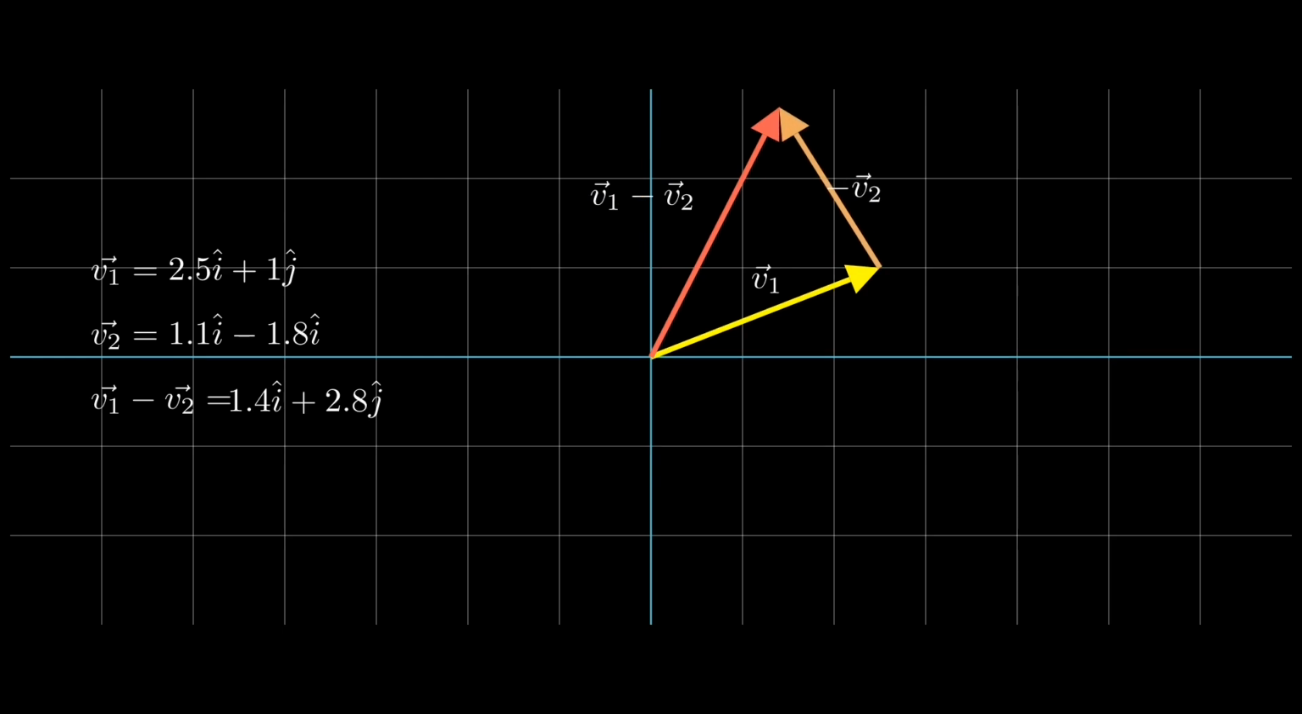You would simply take minus v2 and shift it so that its tail meets the head of v1, and the resultant vector can be obtained by connecting the tail of v1 to the head of minus v2.